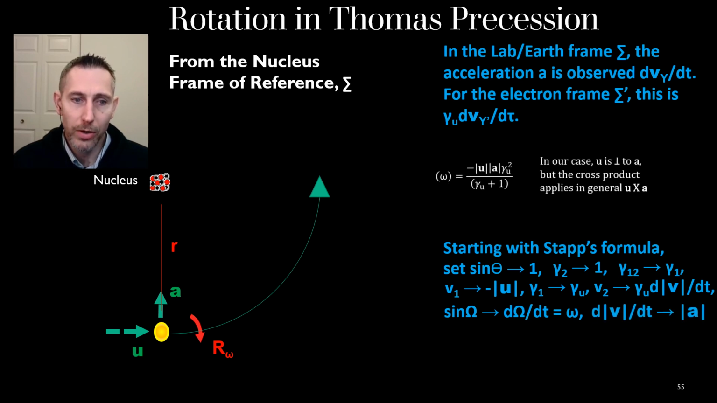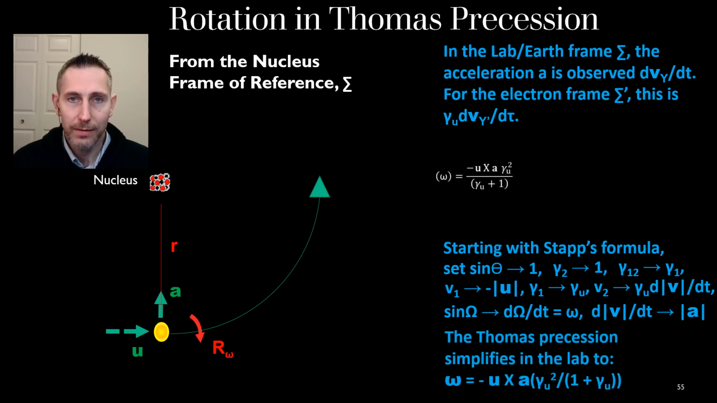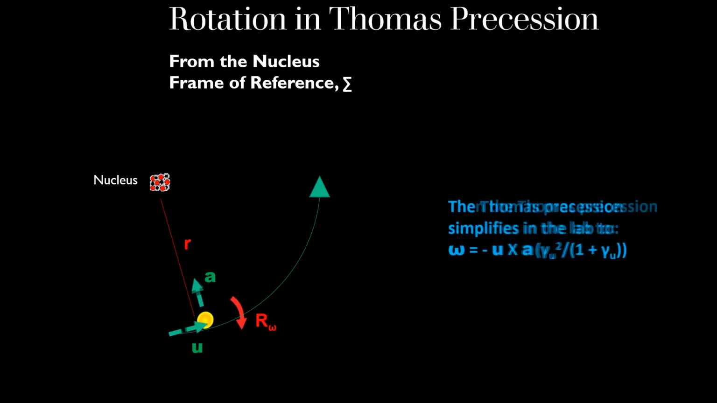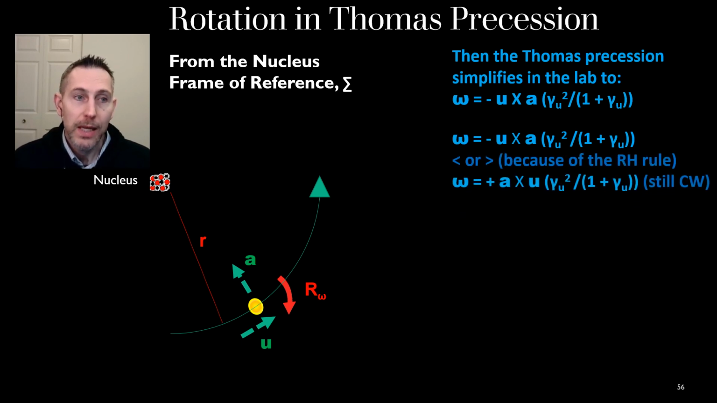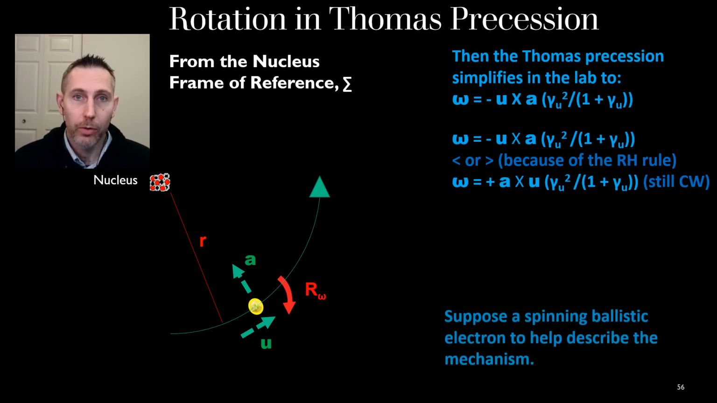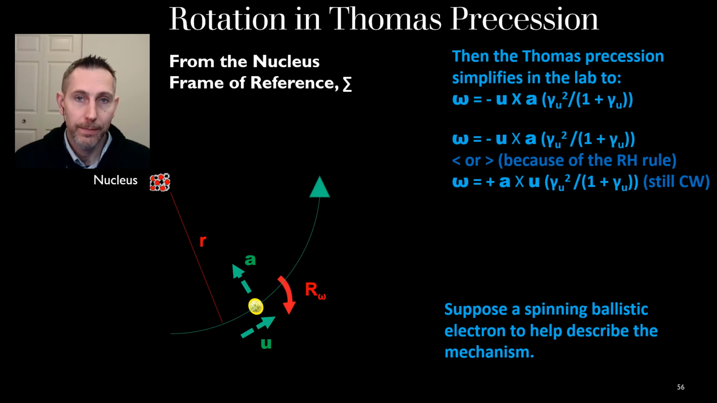In general, the cross product between u and a applies. Then the Thomas Precession simplifies in the lab frame to the familiar form shown. Pay special attention to the minus sign. Because of the right-hand rule, the sign is flipped if the order of acceleration and orbital velocity are flipped.